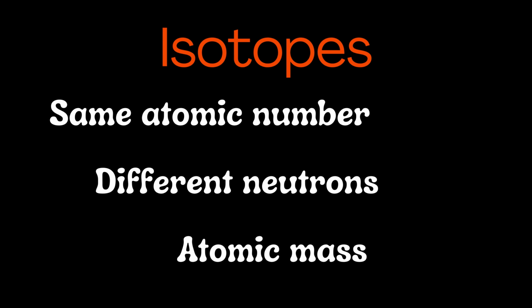Isotopes. Isotopes are variants of a particular chemical element that have the same number of protons but different numbers of neutrons. This means isotopes of an element have different mass numbers.